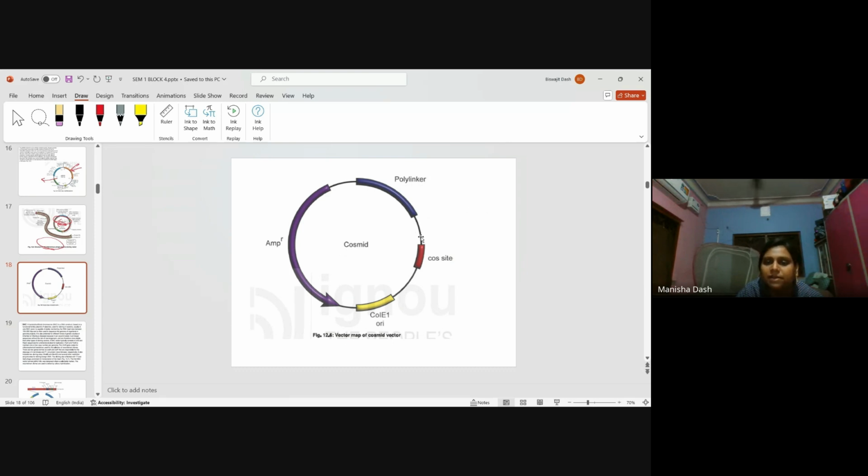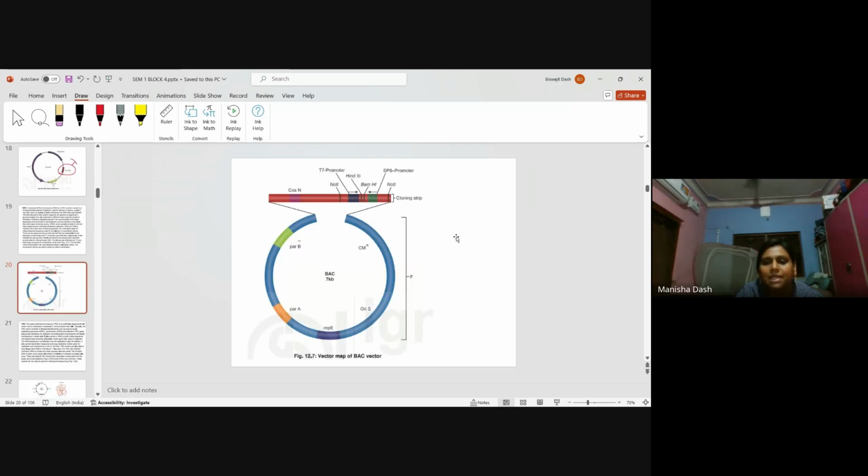Then this is a cosmid vector. This is similar to your plasmid vector. The only difference is that it has a cos site. This cos site is nothing but a specific gene which is a part of the bacteriophage lambda.